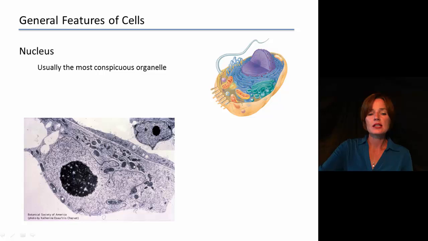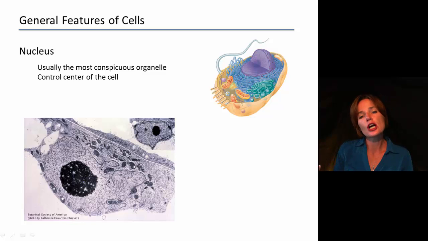And the nucleus is considered to be the most conspicuous organelle. And what we mean by the most conspicuous organelle is this is the most obvious organelle. It's the easiest one to see. And in the diagram up here, it is the purple structure that you see in the middle. And then if we look at this electron microscope picture, we can see this dark spot in the middle of the cell, and that would be considered the nucleus.